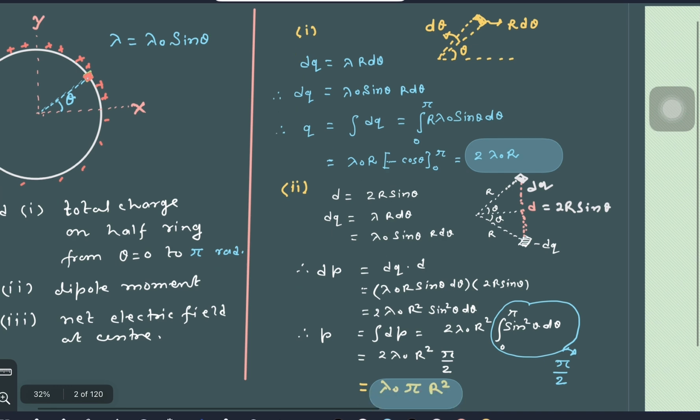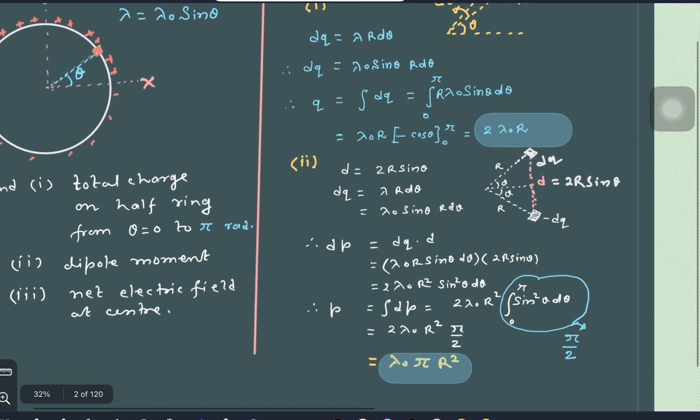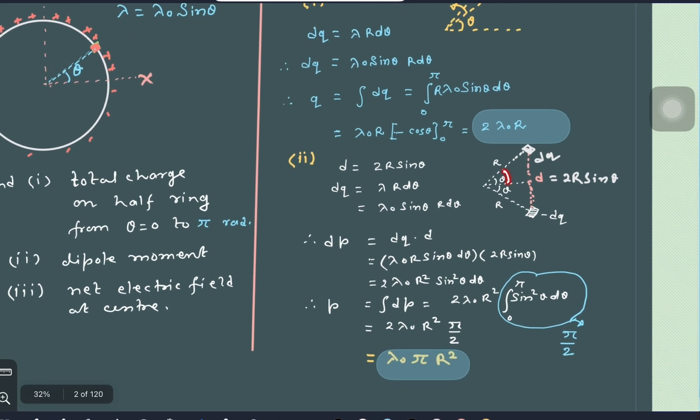So there we will get total dipole moment. This dp can be integrated, and the limit should be carefully taken. Theta will be 0 to pi only, not 0 to 2 pi, because I have gone one side and taken the other side also. So by taking one theta, we have used both charges. We can vary theta only 0 to pi. By going from 0 to pi, we will cover the whole ring, right?